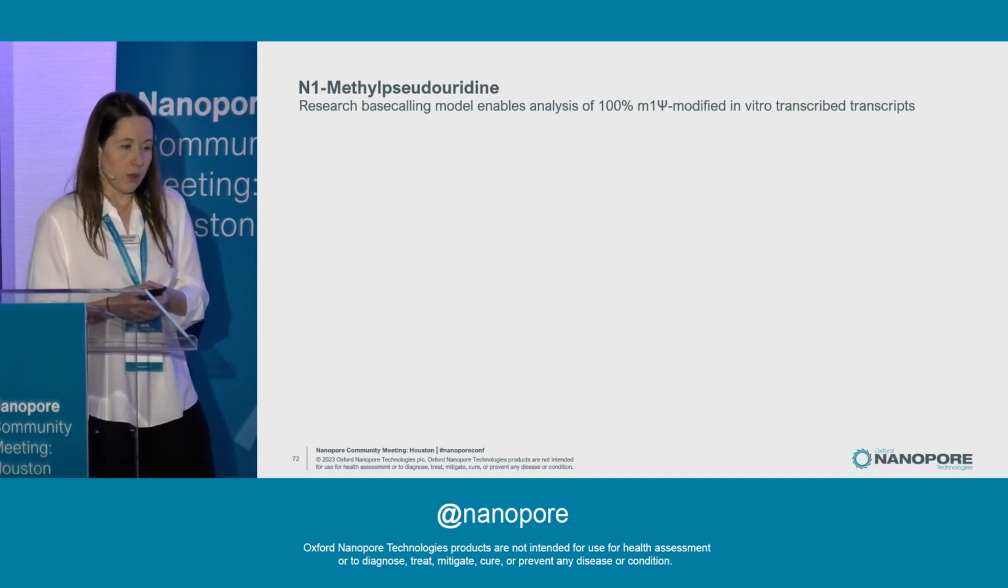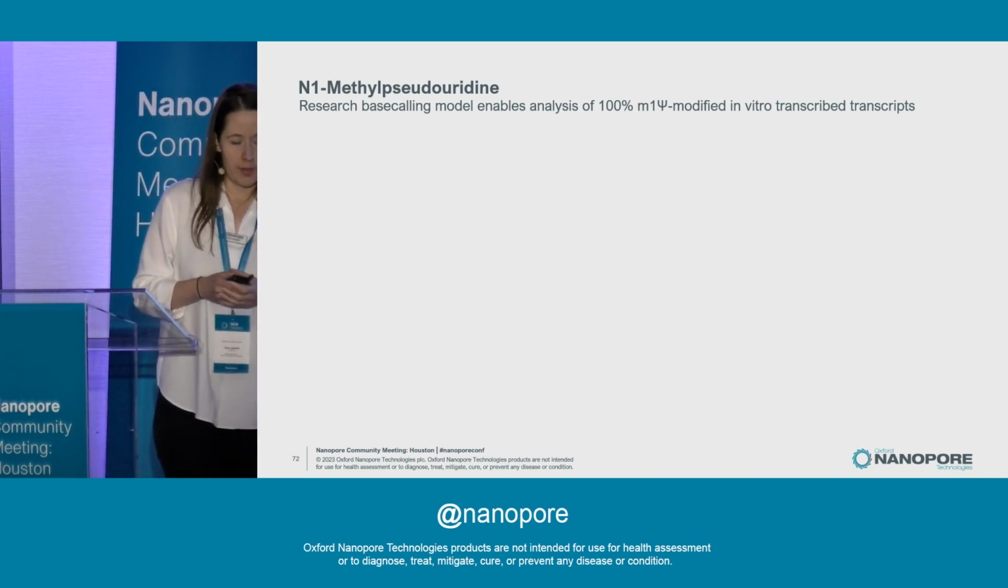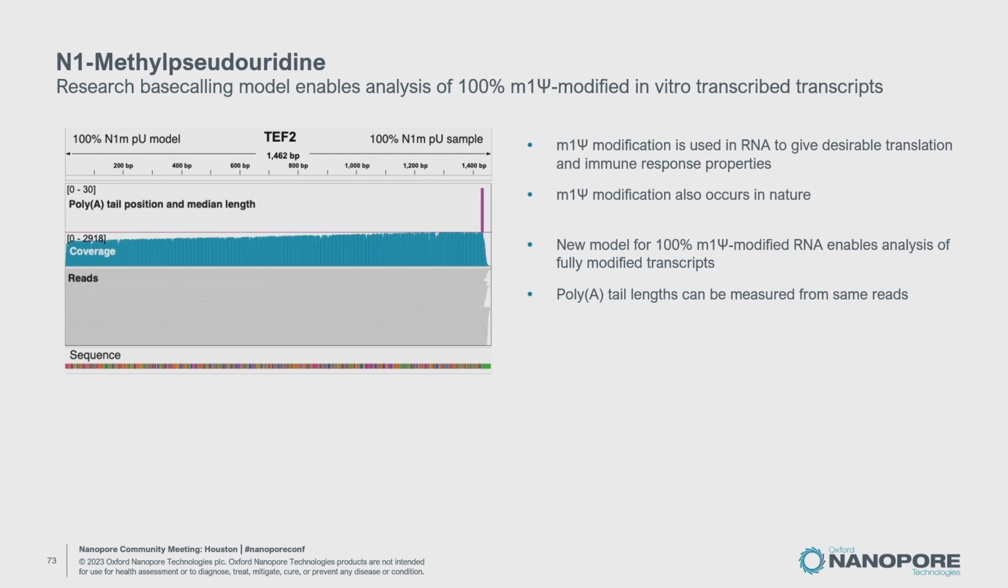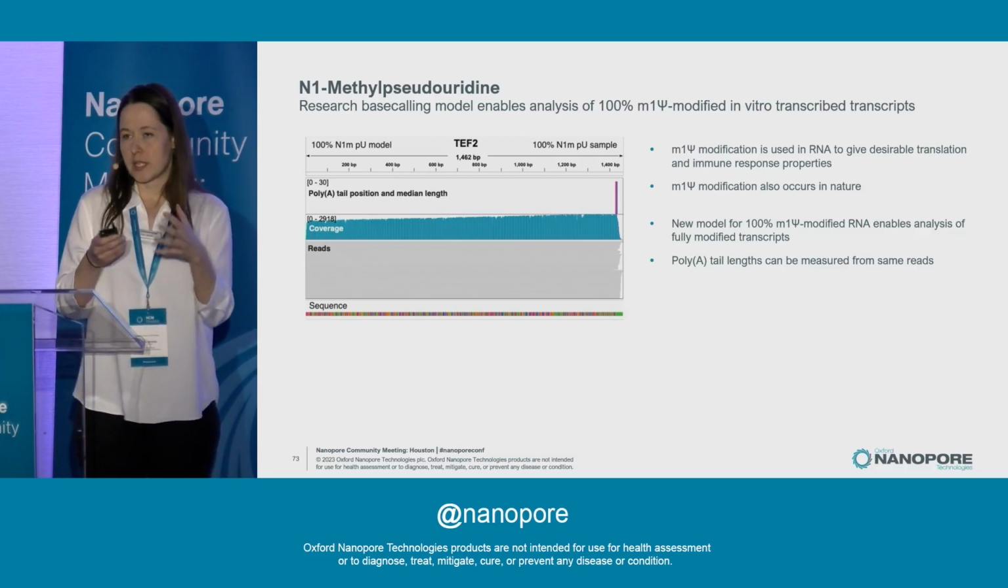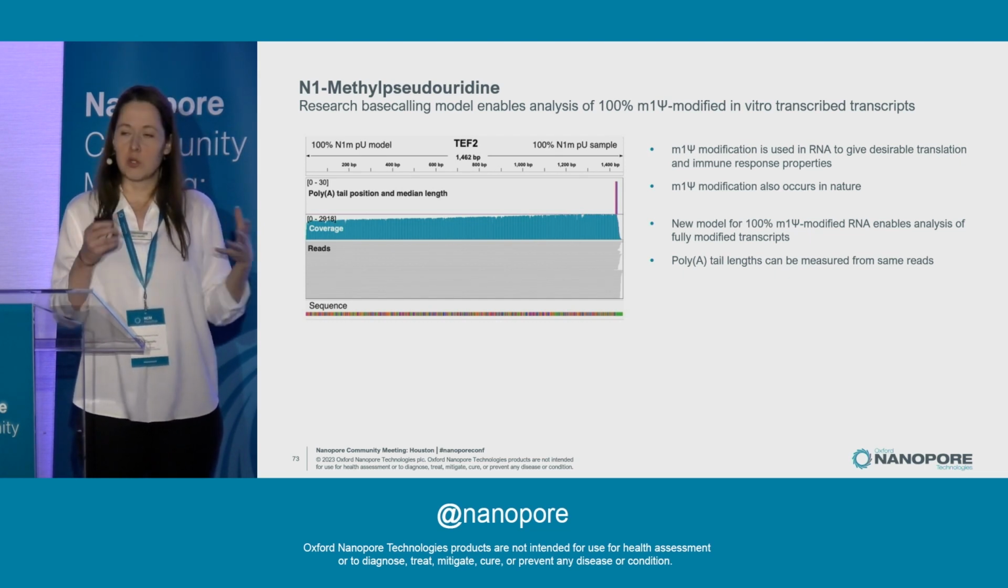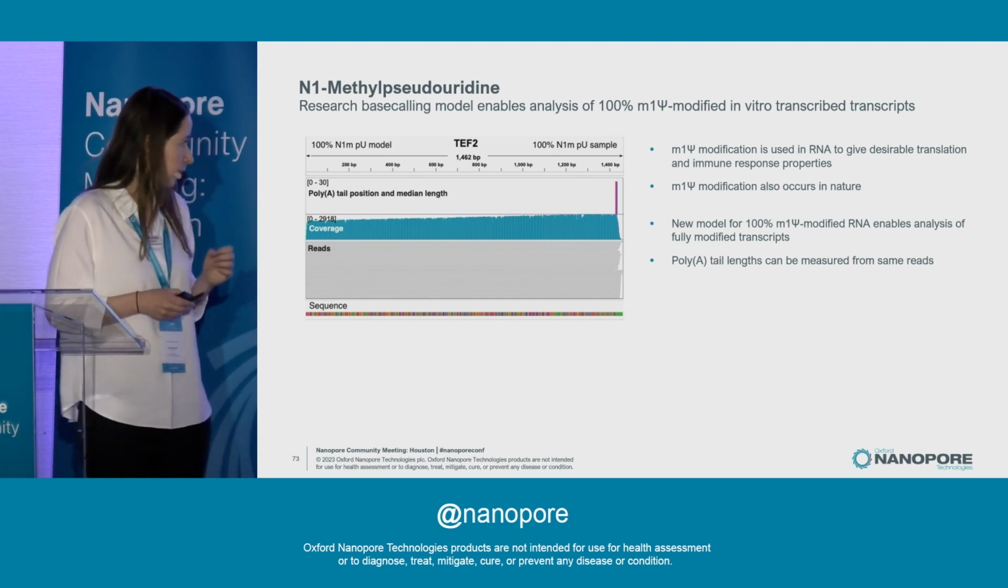Okay, we also have the ability to measure N1-methylpseudouridine in contexts where all the U's are N1-methylpseudouridine rather than your normal U. So why would you want to do this? Well, this modification is quite often used, for example, in RNA vaccines, where it gives desirable protein translation and immune response properties.